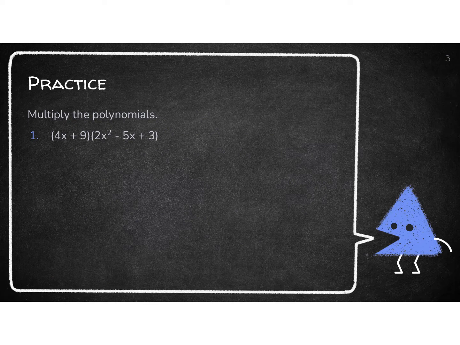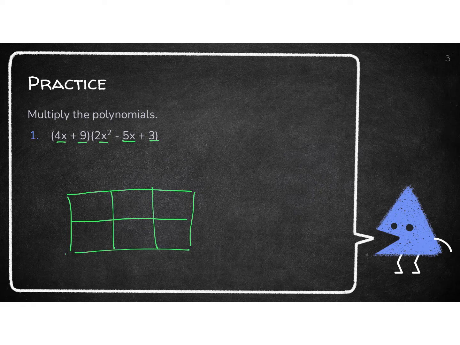So let's look at this example here. I have 4x plus 9 times 2x squared minus 5x plus 3. I have 2 terms in the first set of parentheses, so I know that I'm going to need 2 rows, and then I have 3 terms in the second set of parentheses, so I'm going to need 3 different columns. So I'm going to need a 2 by 3 this time. So I have 4x plus 9, and then I have 2x squared minus 5x plus 3.